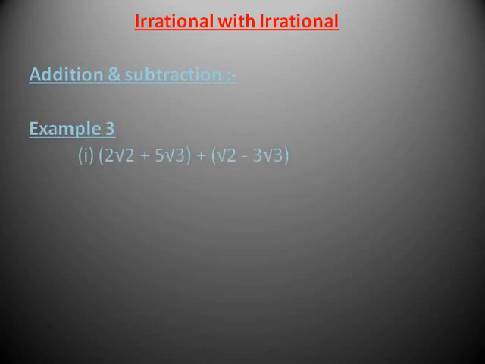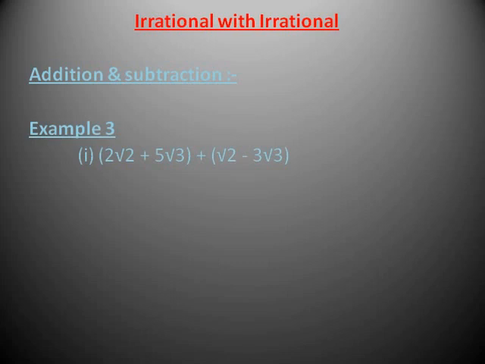Now we will see the cases in which we use two irrational numbers for the operations. First we will see when an irrational number is added or subtracted from another irrational number. Just see the example written here. 2 root 2 plus 5 root 3 in one bracket plus another bracket root 2 minus 3 root 3. Here we can see the two terms are written in two different brackets and both are irrational.